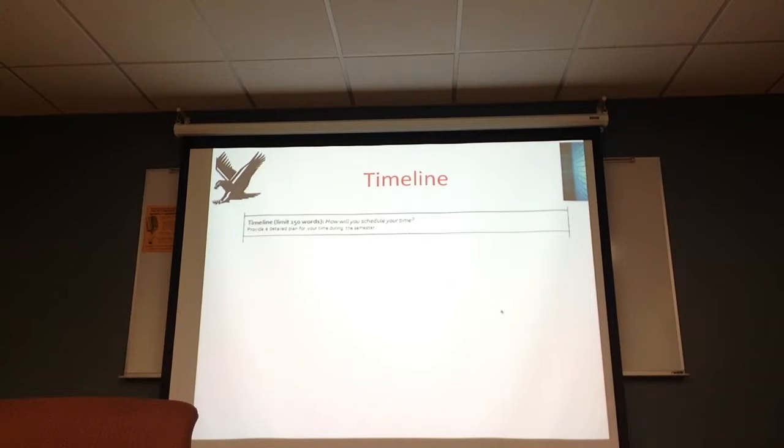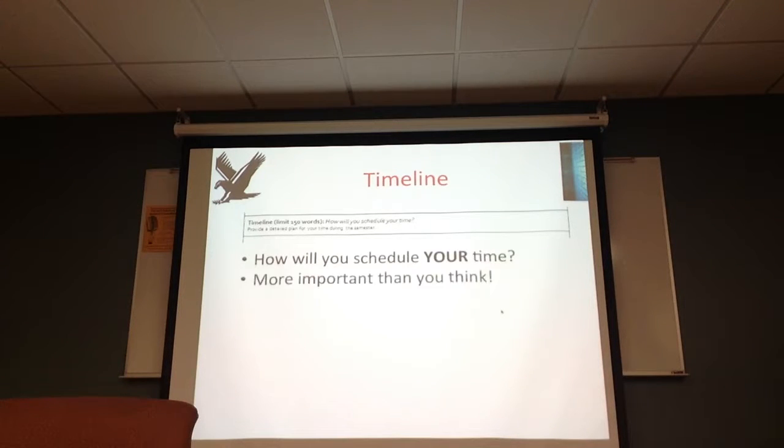You're also going to have a section called timeline. You're going to have about 150 words here. And this is going to be where you're going to tell us how you're going to schedule your time to achieve your goals. Okay? And again, this is all about your time, not the total time that it's going to take your lab or your research group or whatever to complete the overall big picture project that maybe your mentor is engaging in. But your time on your piece. Okay? This is more important than you think.